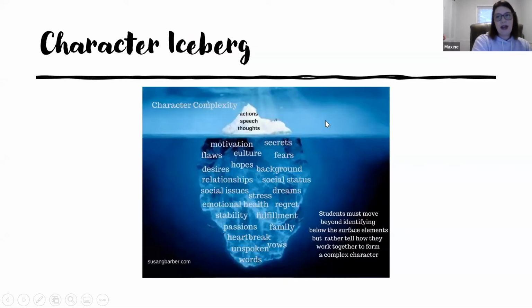So on the top of the iceberg, you're going to want to think about what the mother's actions are, what her maybe speech reflects, and what her thoughts are. And then below, you want to think about all of those things that we talked about, maybe her motivation, her secrets, her fears, her culture, all of that. So those are the things I want you to think about. So what's on the surface level and then what's below.